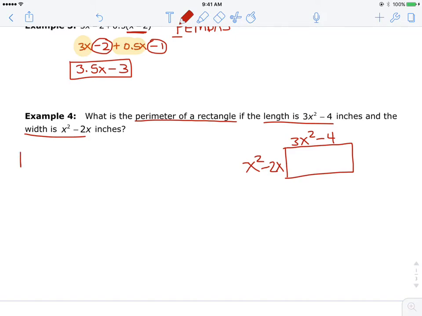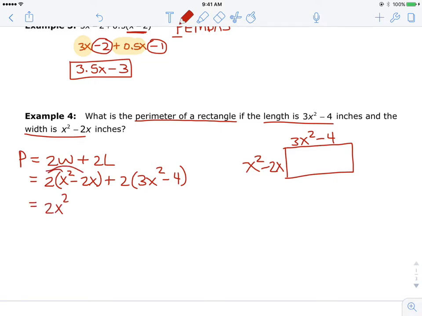Now please remember that for the formula for perimeter of a rectangle, we double the width, so 2w, and we add that to double the length, so plus 2l. So now I'm just going to put in my expressions here. The width, they said, was x squared minus 2x, and double the length, which they said was 3x squared minus 4. And now I just distribute and combine like terms. So we've got 2x squared minus 4x. Now we move on to the next group. 2 times 3, so plus 6x squared, and 2 times negative 4 is minus 8.